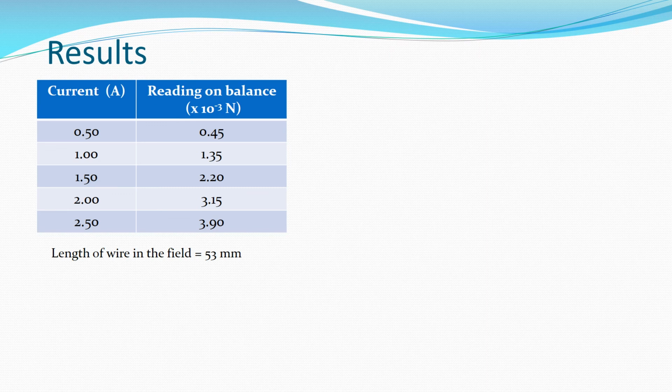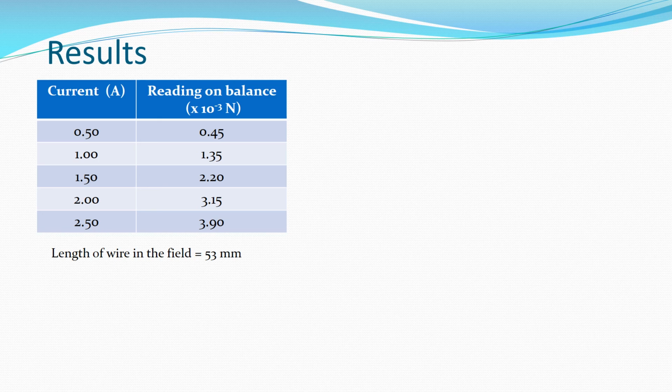Here are a set of example results. We have several currents in regular steps, and we have readings on the Newton balance. For simplicity in drawing the graph, we've made the units times 10 to the negative 3 newtons. The length of the wire is measured to be 53 millimeters. That's not a standard unit of length, so at some point we're going to have to convert that to meters.